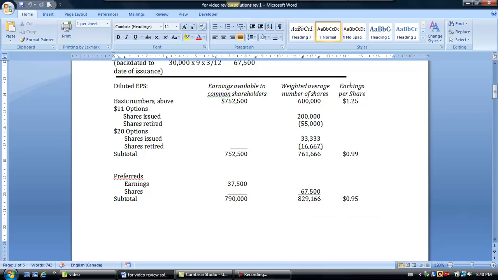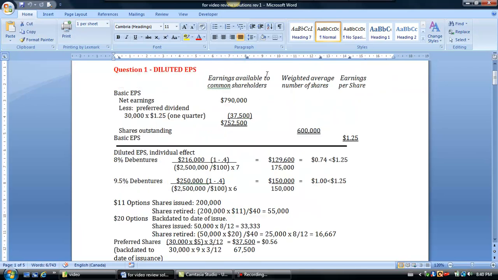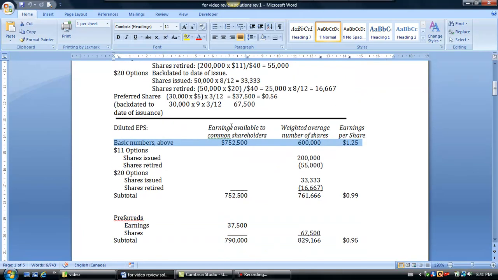Okay, so now what we're going to do is look at our diluted EPS cascade. You know that the basic EPS numbers we got from above, when we did this calculation up here in step 1, I'm just repeating here. Now, the question is, with the options, which options go first?